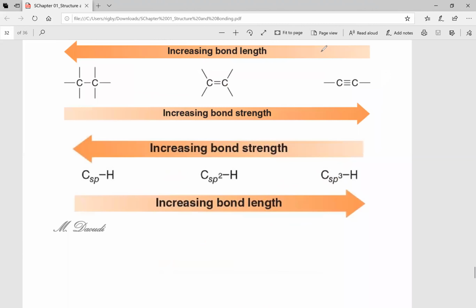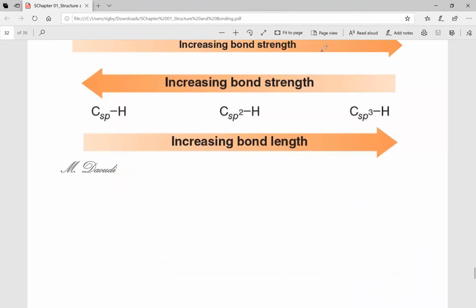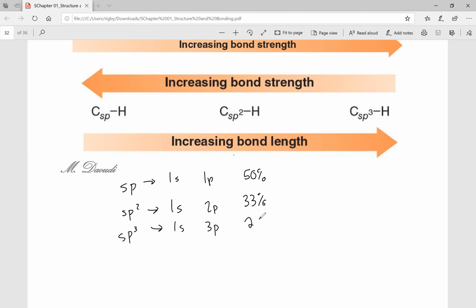Oh, and one more thing. As you increase s character, so let's say sp, sp2, and sp3, as you increase s character, which is the percent amount of s that you have in the bond, so sp, we have 1 s, 1 p, that's 50% s. sp2, 1 s, 2 p's, that's 33% s. And finally, sp3, 1 s, 3 p's, that is 25% s. So we can see here that those with the lowest s character are going to have the longest bond, and those with the highest s character are going to have the shortest bond.